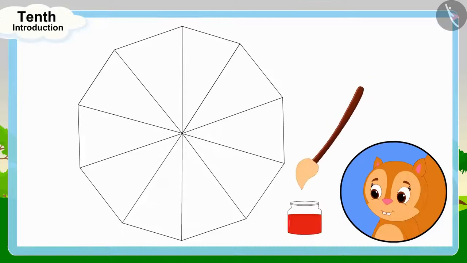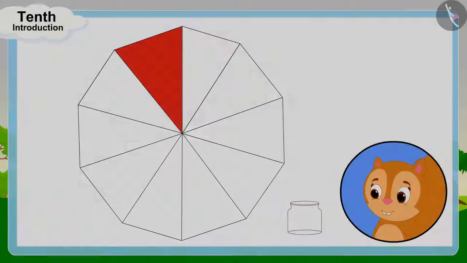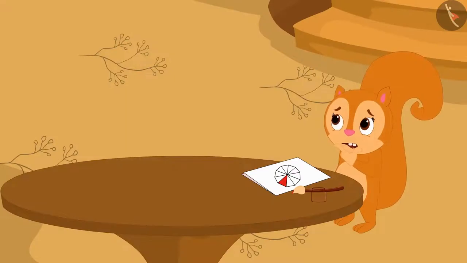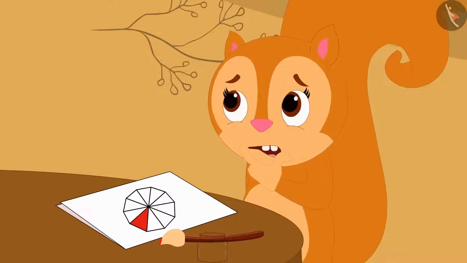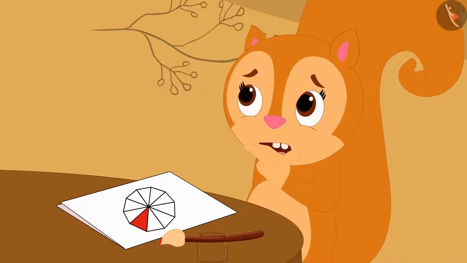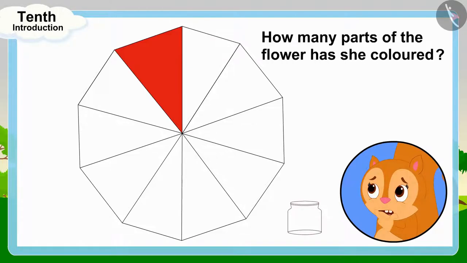She started coloring the petals of the flower with red color. Oh no, I have only painted one petal so far and the color is over, Chanda thought nervously. Now Chanda is thinking, how many parts of the flower has she colored?